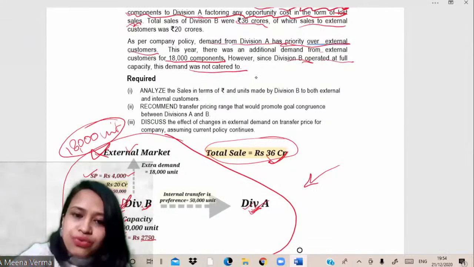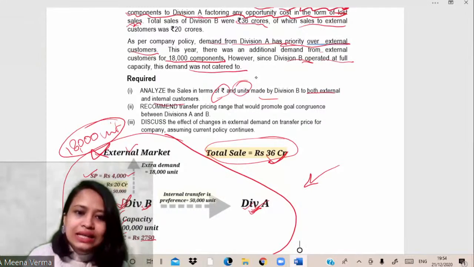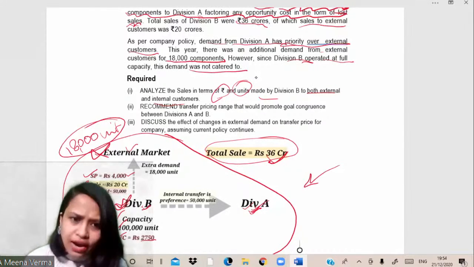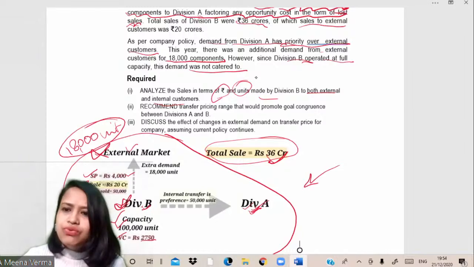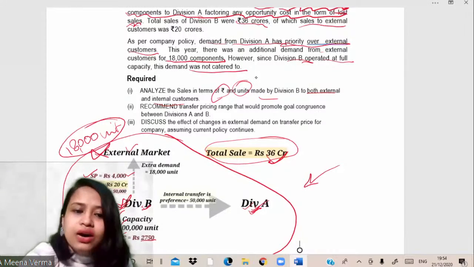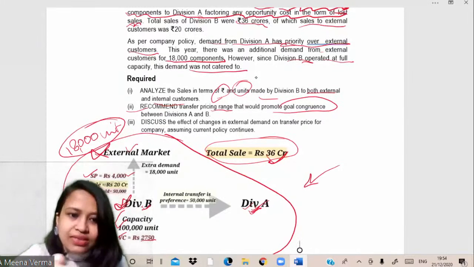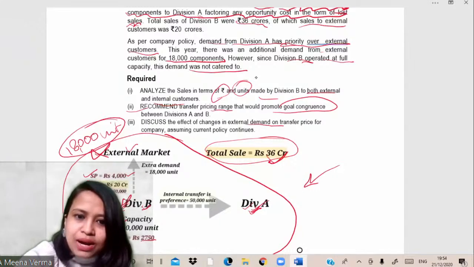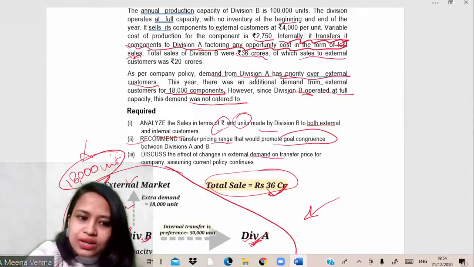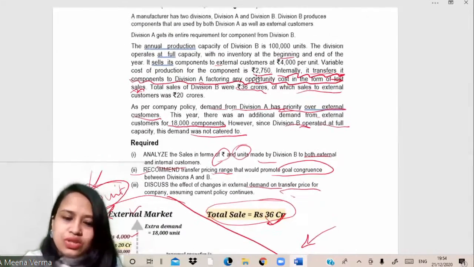Now let us see the requirement of the question. Analyze the sale in terms of rupees and unit made by Division B to both external and internal customer. So first of all, you have to analyze the sales in terms of rupees and unit. Then you have to recommend the transfer price range to promote the goal congruence between A and B. Then discuss the effect of change in external demand, meaning the last portion, 18,000. What is the effect on transfer price if this external demand comes? So this is the question you have.